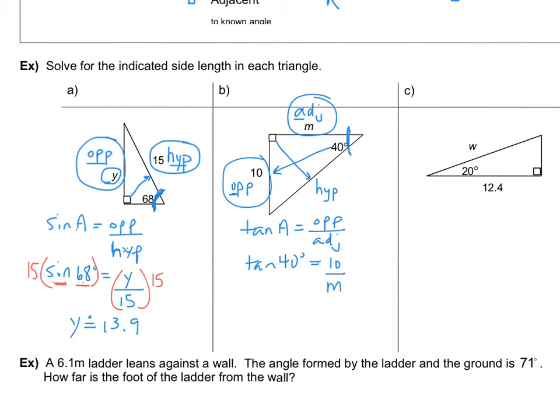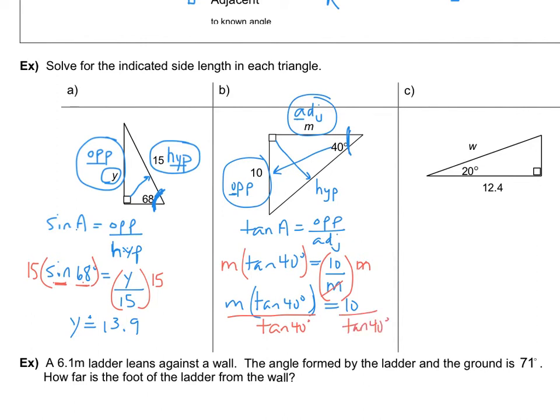Now, M is on the bottom. That makes it hard to solve. So, again, whatever's on the bottom, I'm going to multiply both sides by that to get it off of the bottom. That leaves me with M times the tan of 40 degrees equaling 10. Now, to get M by itself, it's being multiplied by the tan of 40 degrees. So I'm going to undo that by dividing both sides by the tan of 40 degrees.